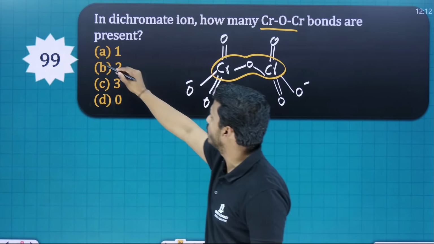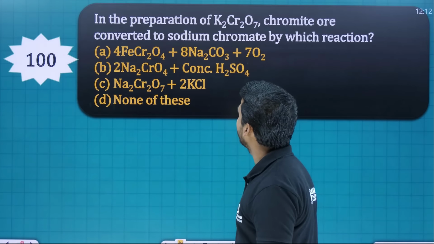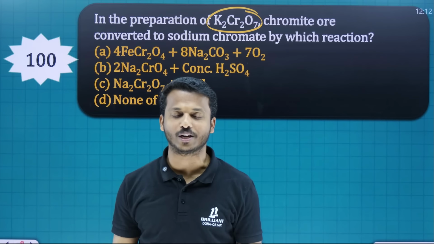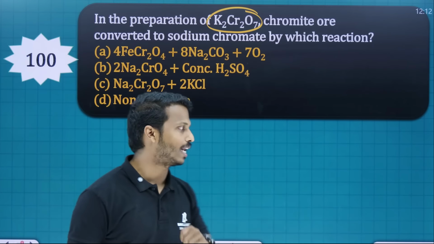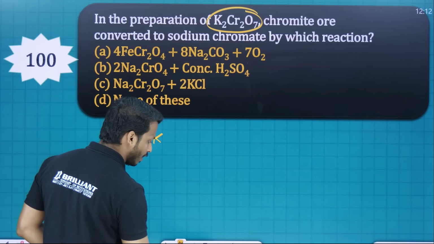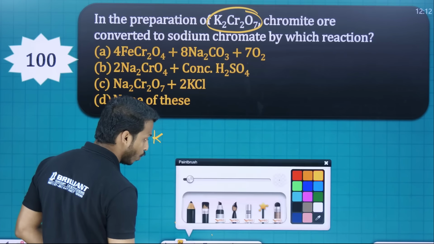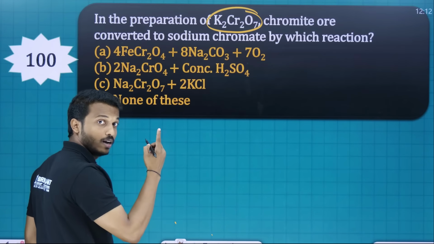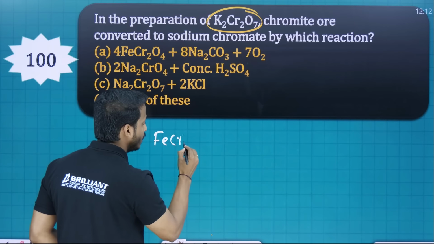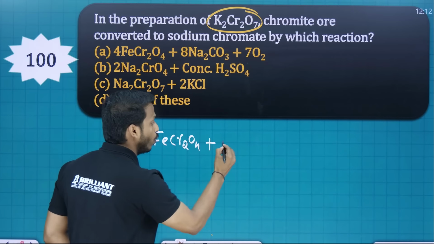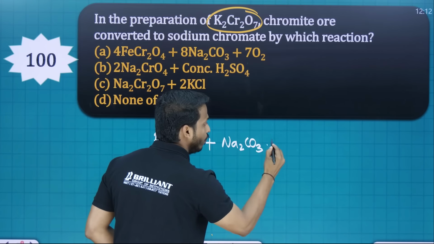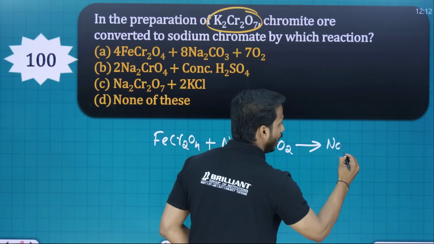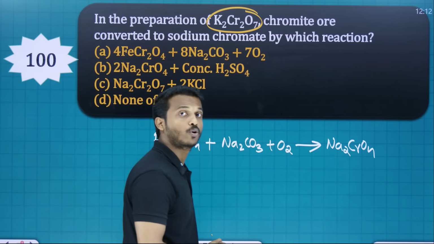Ready? Last question, number 100. In the preparation of K2Cr2O7, how many steps are there? 3 steps are there. Once again, I am reminding you, K2Cr2O7 is prepared from which ore? We are preparing from the chromite ore, right? What is chromite ore? FeCr2O4. First, chromite ore we will treat with sodium carbonate with the free supply of oxygen. So the FeCr2O4 becomes Na2CrO4. That's called sodium chromate.